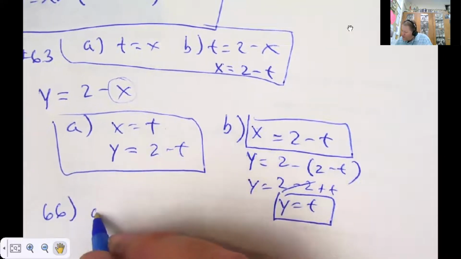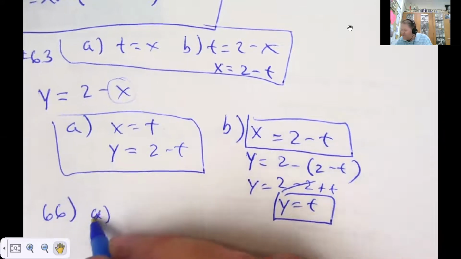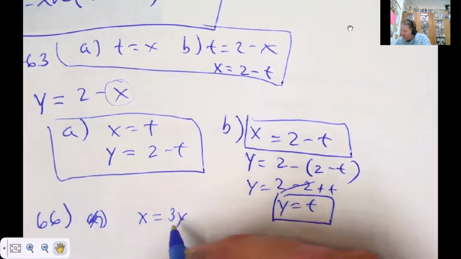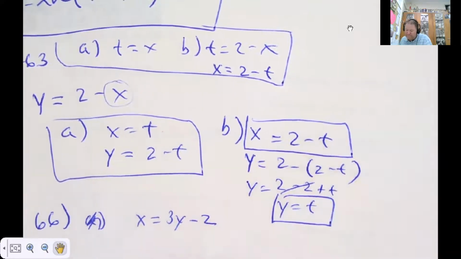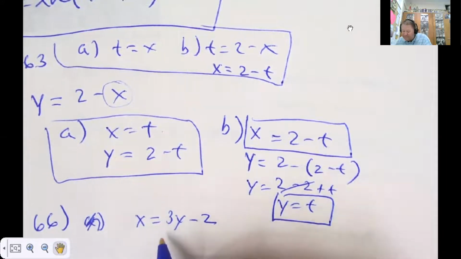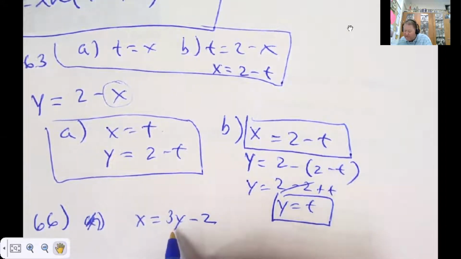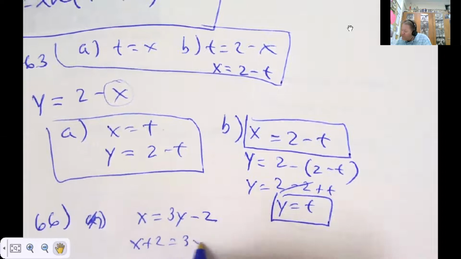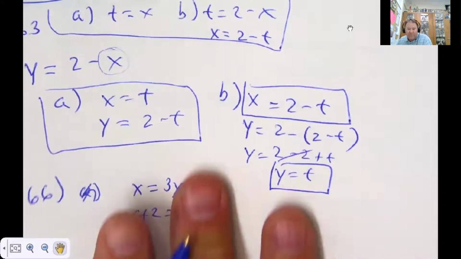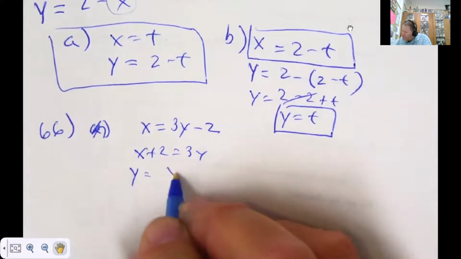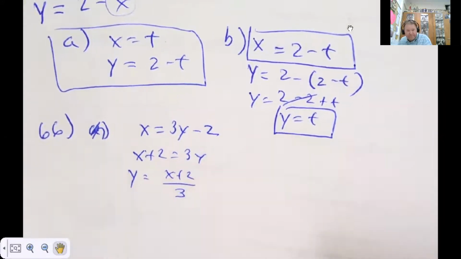And it says for part A, well, it doesn't matter for both of them. We're using the equation x equals 3y minus 2. Okay, let's go ahead and solve for y. This says x, right? We want this to say y equals. That should be pretty easy. We'll add a 2 to both sides. That'd be x plus 2 equals 3y. Divide both sides by 3. And we get y equals (x plus 2) divided by 3.